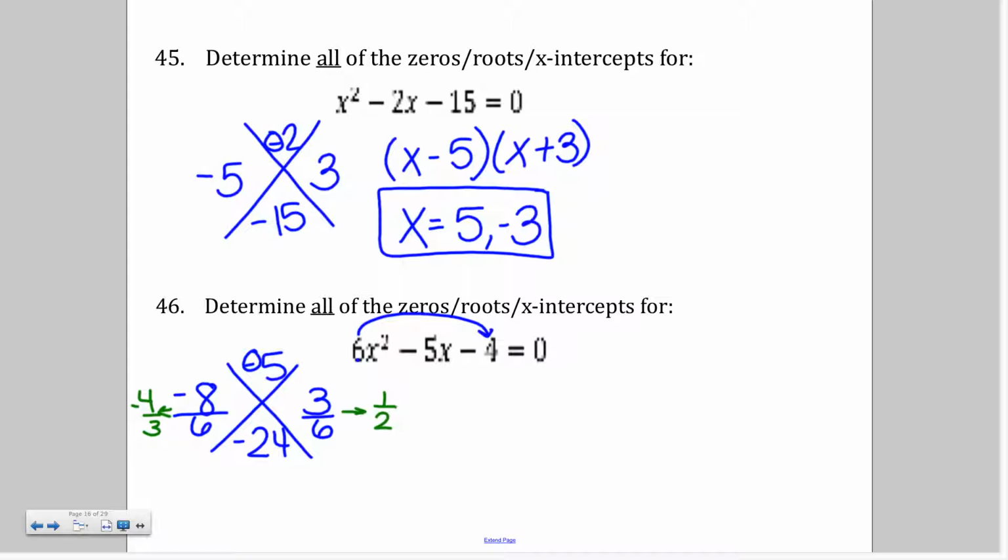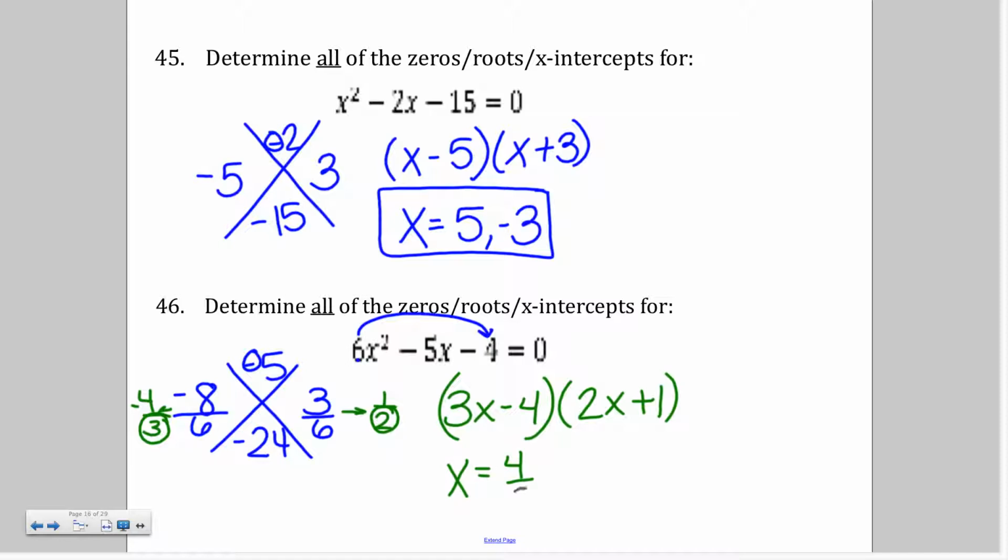Okay? So I have, and remember this number will go out in front, and this number will go out in front. So I have 3x minus 4, and then 2x plus 1. Now, of course, I got to set them equal to 0. So if I do that, I'm going to get x is equal to 4 over 3, and x is equal to negative 1 over 2. So really, I already had them in my factors. I just changed my sign.